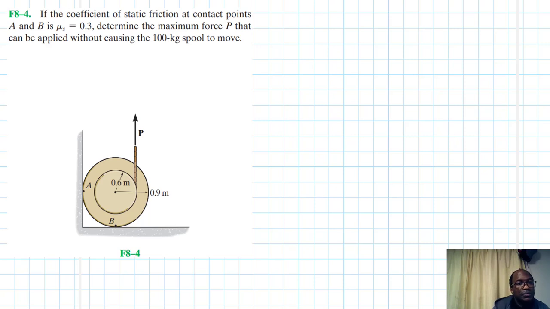First things first, let's draw the free body diagram. This has some weight, so the weight is going to be acting at the center of gravity.